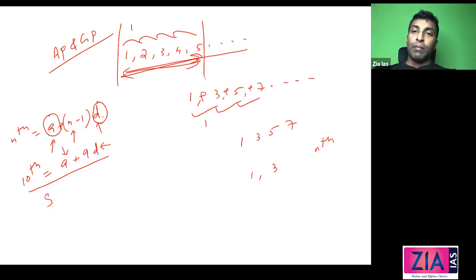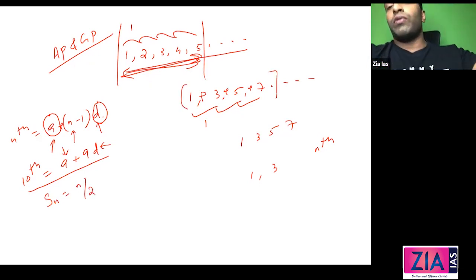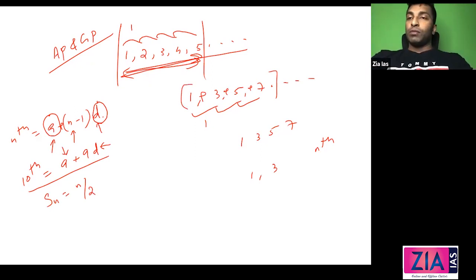Okay, so sum is equal to n by 2. That means we need to know how many terms there are. So n, okay, the number of terms of the AP in which you need to find the sum, n by 2 into 2a plus n minus 1 into D. Okay, so this is the formula for sum.